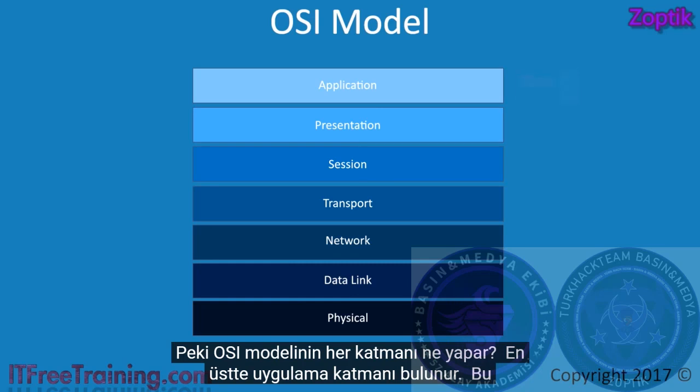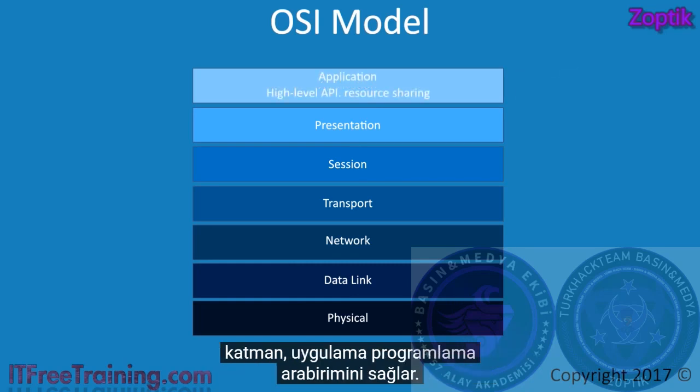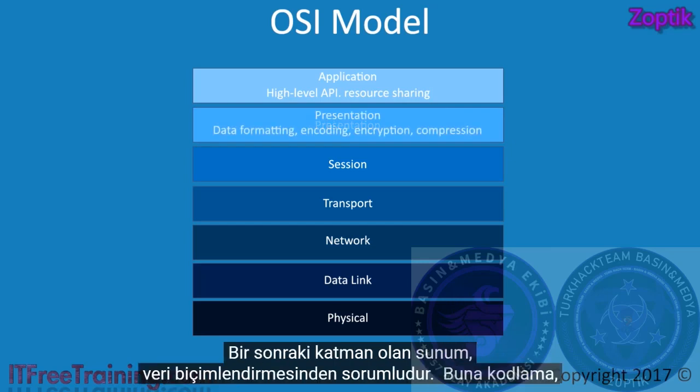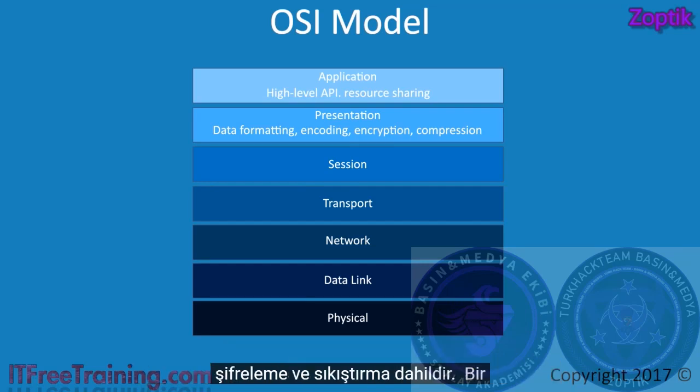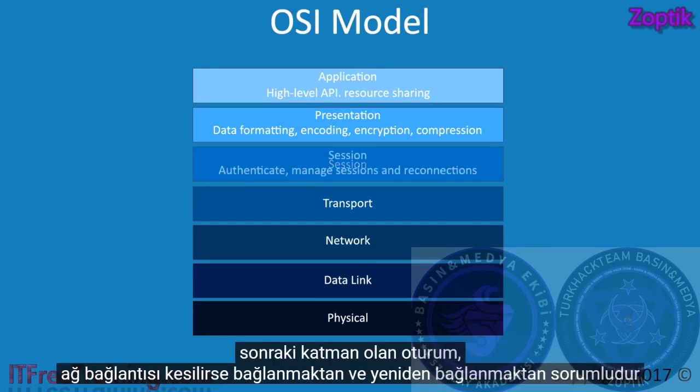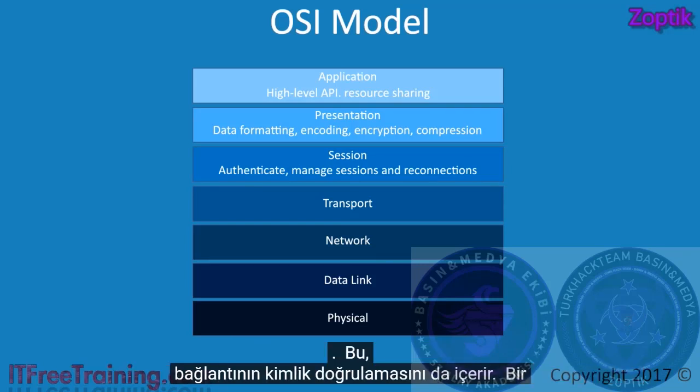At the top is the application layer. This layer provides the application programming interface. The next layer, presentation, is responsible for data formatting. This includes encoding, encryption, and compression. The next layer, session, is responsible for connecting and reconnection of the network connection if it is lost. This also includes authentication of the connection.